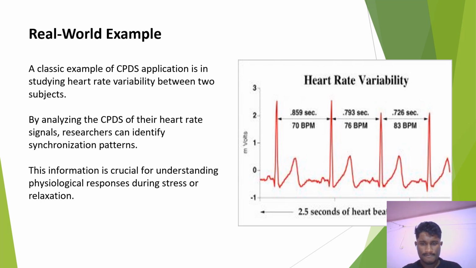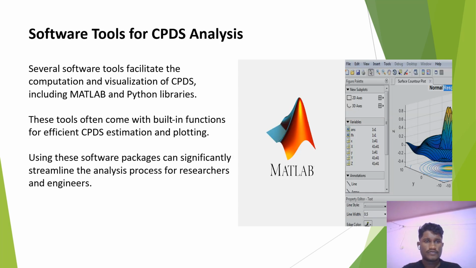And we can see, as per the graph, the heart rate variability in millivolts, and there is a graph variation in this. You can see software tools for CPDS analysis. Several tools facilitate the computation and visualization of CPDS, including MATLAB and Python libraries. These tools often come with built-in functions for efficient CPDS estimation and plotting. Using these software packages can significantly streamline the analysis process for researchers and engineers.